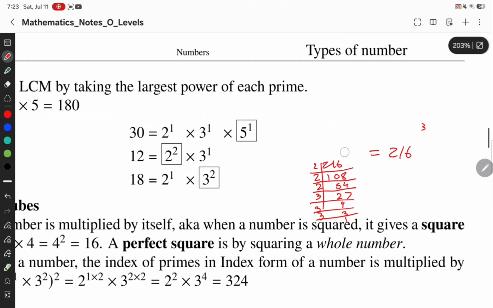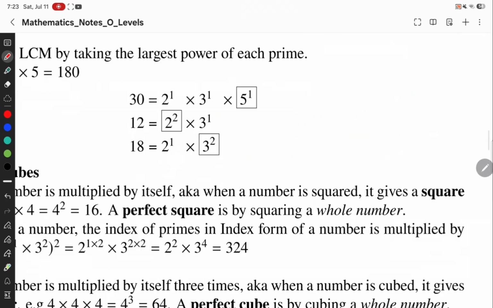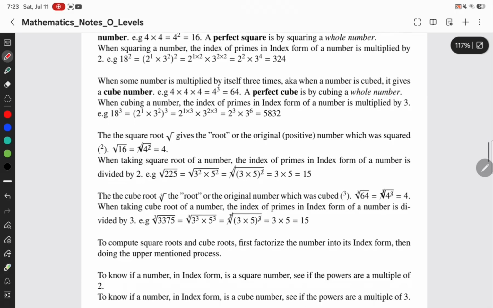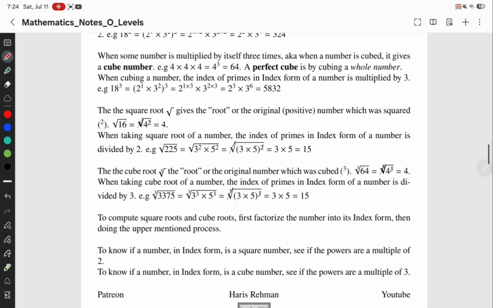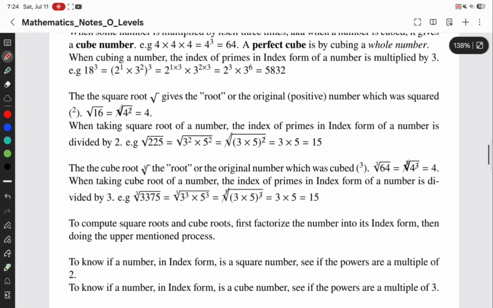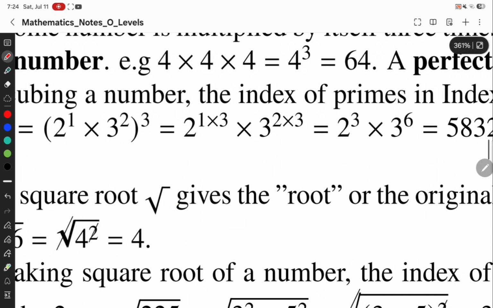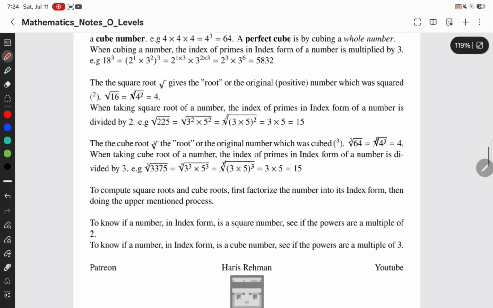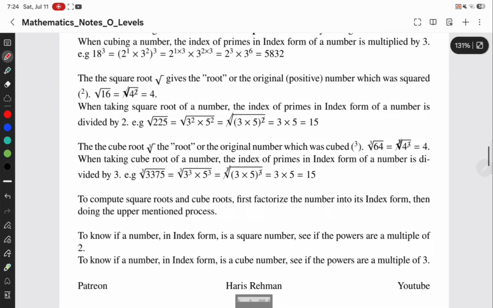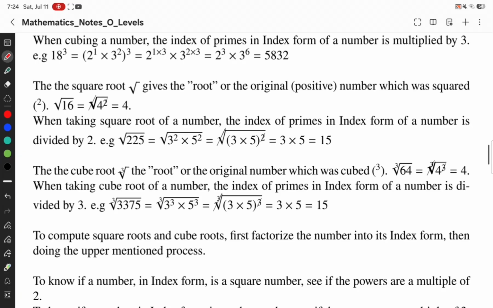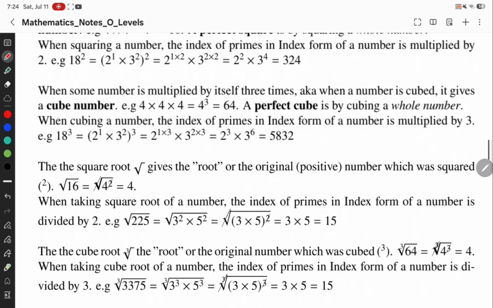Now, I did not mention this, but this is to reverse. Okay, yeah, no, I did mention it. Let's continue. Then I will tell you what I want to say. The square root of this thing, this is called the radical, by the way, gives the root of the original positive number which was squared. Example, the square root of 16 gives us 4 because 4 was originally squared.